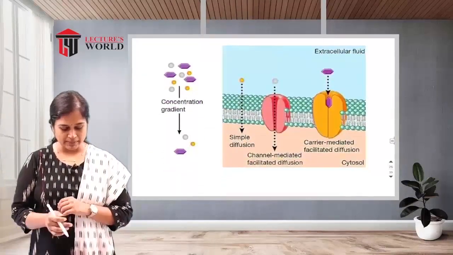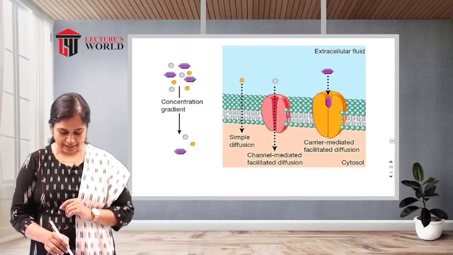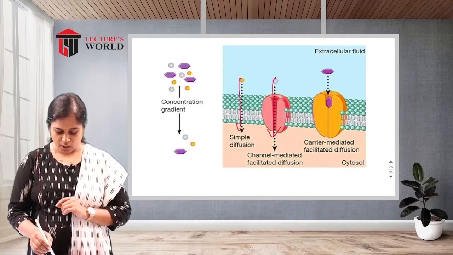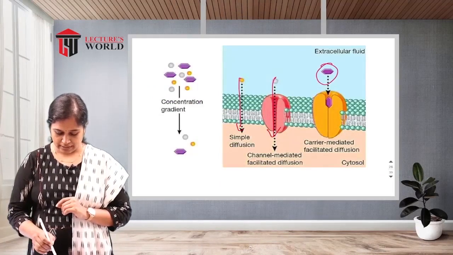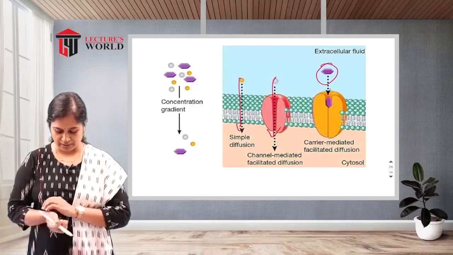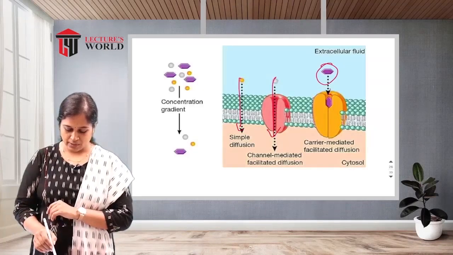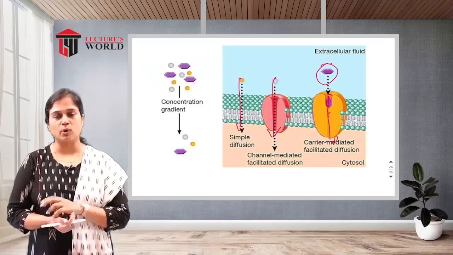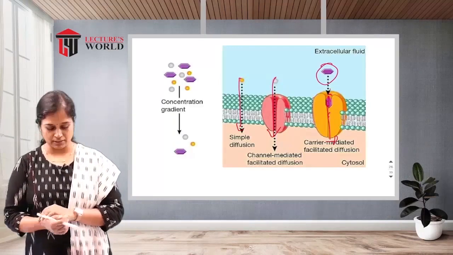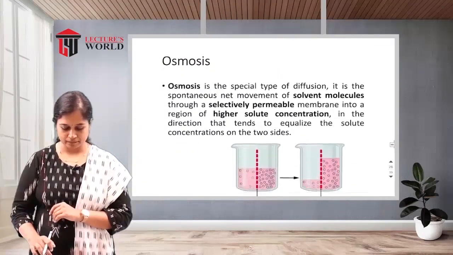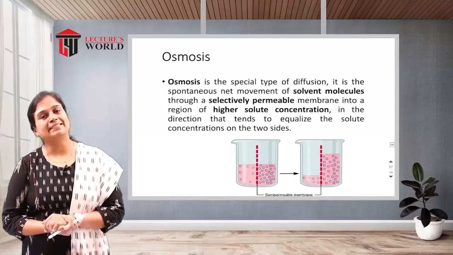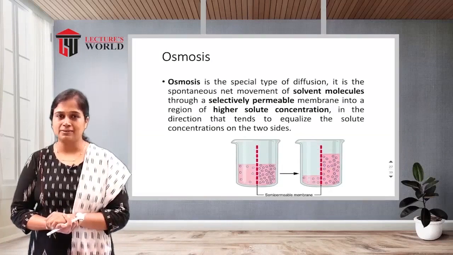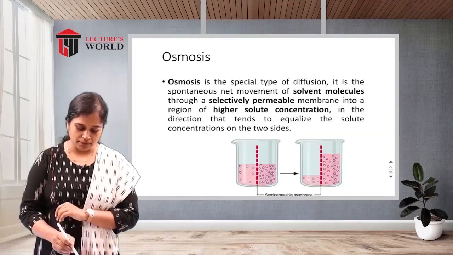You can see in the image, some molecules can come directly like this, or through the channel like this, but the larger molecules need a carrier protein. The carrier protein will take these molecules, then release them on the opposite side. So this was about facilitated diffusion and simple diffusion. Both are examples of passive transport. Now we'll talk about osmosis.